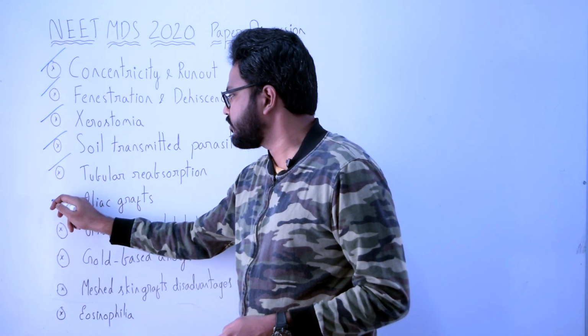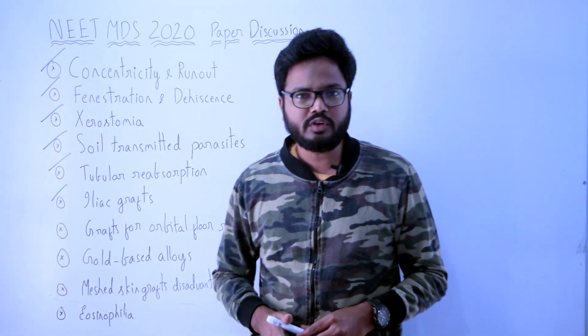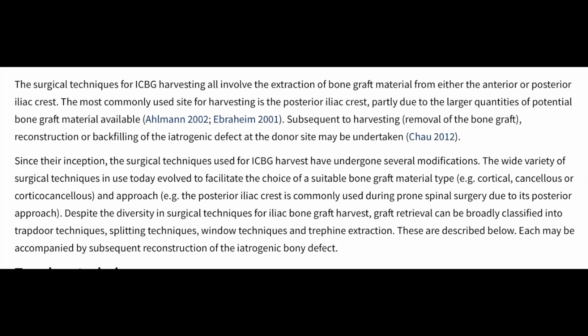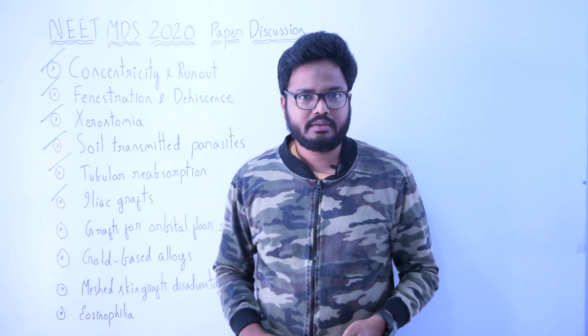Now let's move on to the next question, iliac grafts. If you review literature, which part of the iliac graft is commonly employed and what is the reason? Cancellous bone graft material is most commonly used in iliac crest bone graft, that is ICBG. The surgical techniques for ICBG harvesting all involve extraction of bone graft material from either the anterior or posterior iliac crest. The most commonly used site for harvesting is the posterior iliac crest, partly due to the large quantities of potential bone graft material available, right?